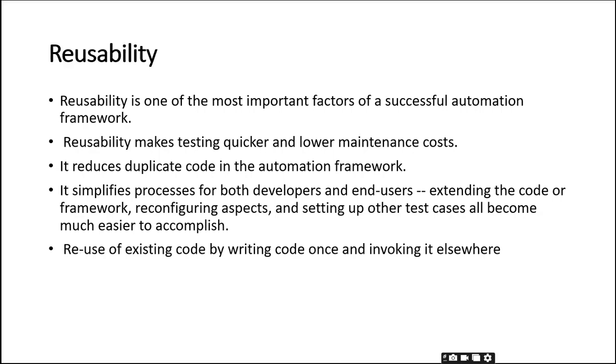Reuse existing code by writing code once and invoking it elsewhere, right? We can create a library of functions in separate pages and separate files, which we can reuse where needed. One time we write the function and then we can use it in our test scripts. We will discuss this in more detail when I start designing the automation framework. There you will see how we maintain the reusability concept.